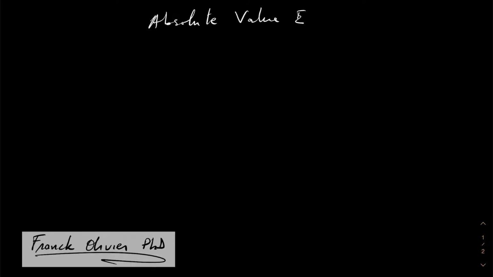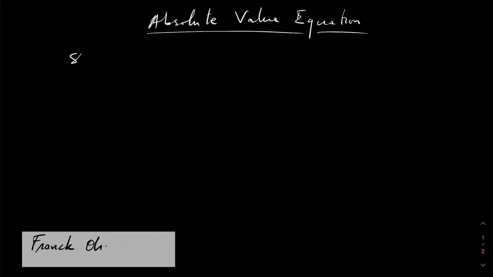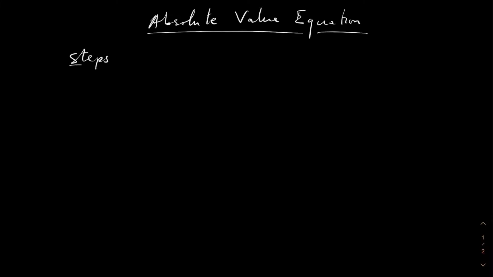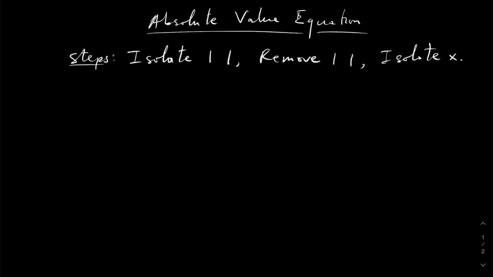Today I'm going to show you how to solve absolute value equations in 3 steps. The first step is to isolate the absolute value term on one side of the equation. Next, remove the absolute values by considering the positive and the negative side of your equation. And then the final step is to isolate the variable that you need to solve for. Let's go into some examples so I can show you how that works out.